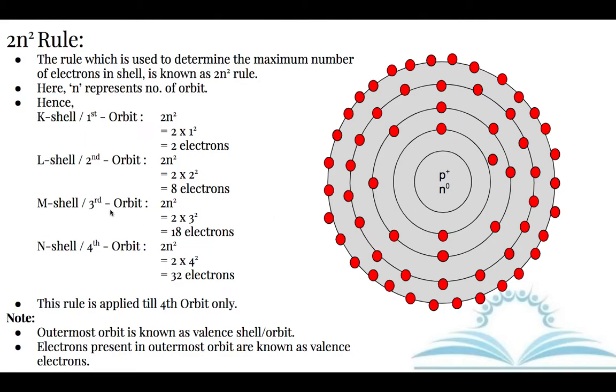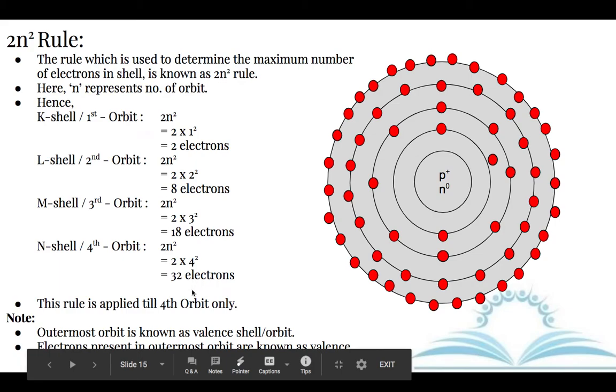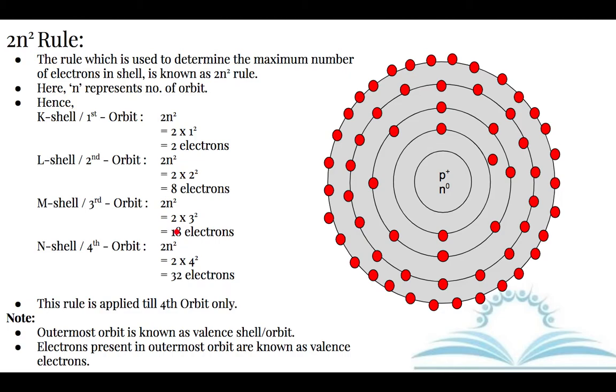M shell, the third orbit, if we apply the same formula, can carry 18 electrons. Similarly, N shell means the fourth orbit. If you apply the same formula 2n square, it becomes 32 electrons. So the conclusion is that the first orbit can carry 2 electrons, the second orbit 8 electrons, the third orbit 18 electrons, and the fourth orbit 32 electrons. Let me tell you, this rule is applicable only till the fourth orbit.